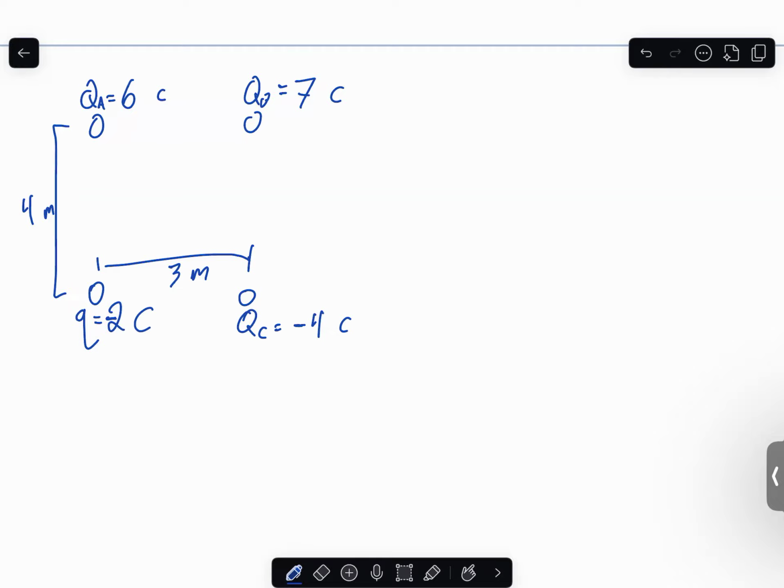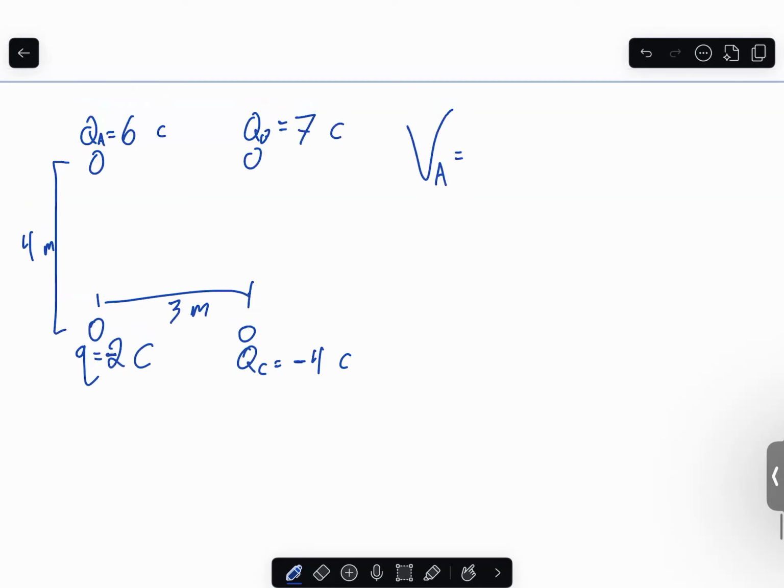So in this particular example, let's plug in here. The voltage, say, because of charge A. What's his equation? What's the point charge voltage?